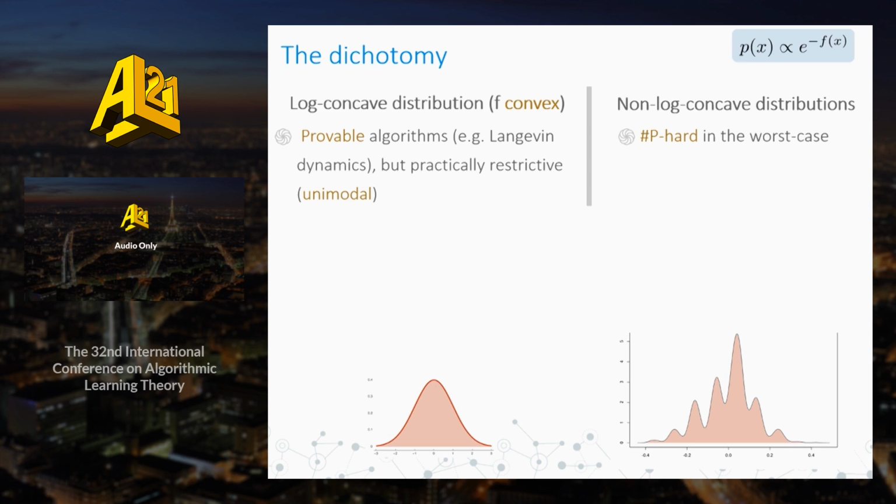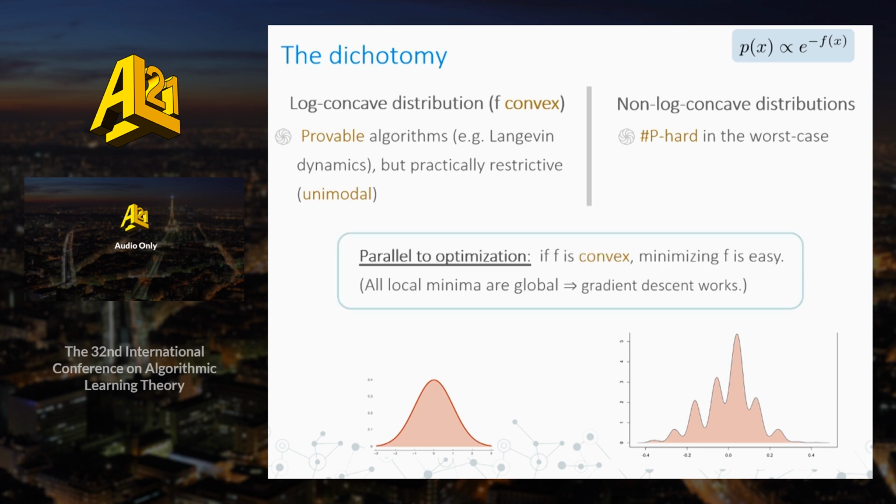On the other hand, if we drop convexity, in general, the problem is going to be sharply hard. This is a kind of parallel to what happens in optimization, where if we want to minimize a function f, if it's convex, doing so is easy. We can run gradient descent, and we know that all the local minima are global. If we want to minimize an arbitrary non-convex function, in general, it's going to be NP hard.